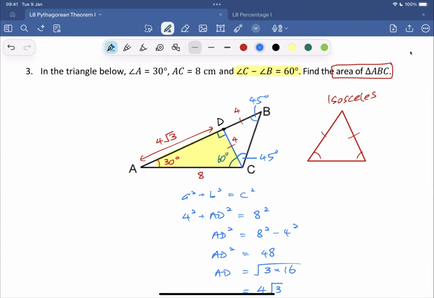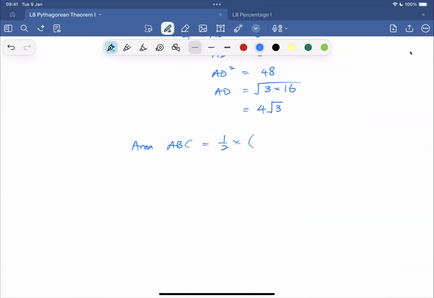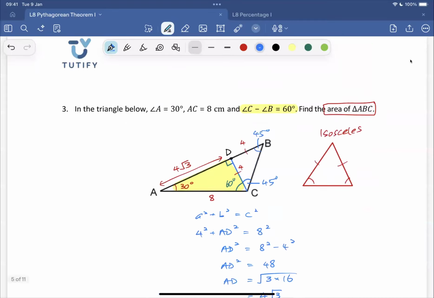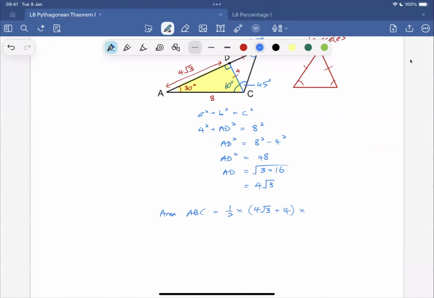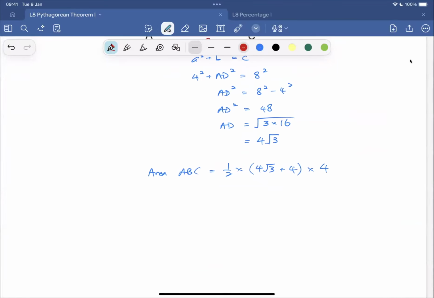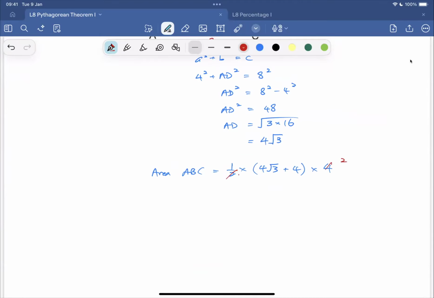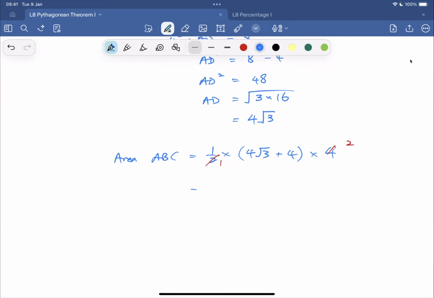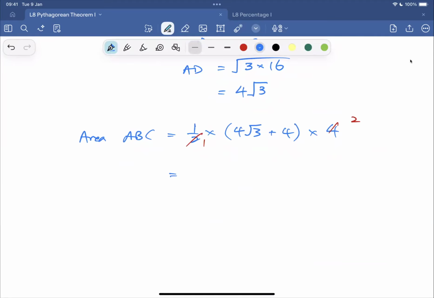What is the length of AB? 4 root 3 plus 4. Yes, 4 root 3 plus 4 multiplied by the height. What is the height? 4. Correct. So now straight away, half times 4 equals to 2. So now we just need to multiply this by 2. And what's the answer, Briven? 8 root 3 plus 8. Correct. Well done. 8 root 3 plus 8 cm square. We got it. Thank you, Briven.